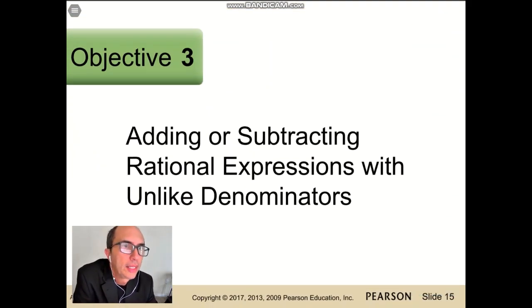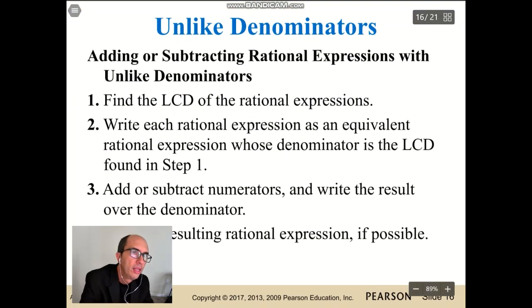Next objective, number 3: adding or subtracting rational expressions with unlike denominators, different denominators. That's why we are learning how to find the least common denominator, because we're going to use it. Adding or subtracting rational expressions with unlike denominators, you will need to follow this step by step. Find the least common denominator.